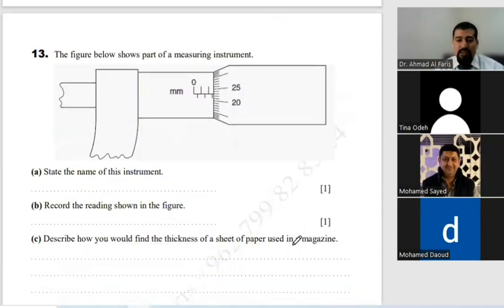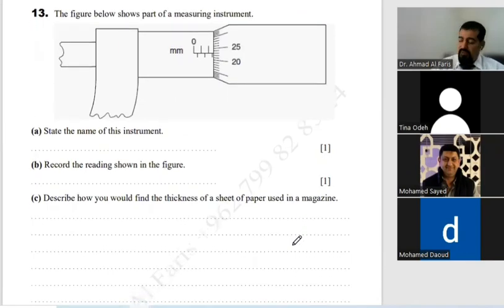Another question here about the micrometer. Look here, they give us the picture of the micrometer. And they ask, the figure below shows a part of a measuring instrument. State the name of this instrument. It's easy, mark. It's micrometer. You can write micrometer screw gauge, or you can write micrometer. You get the mark, okay? Tamam?